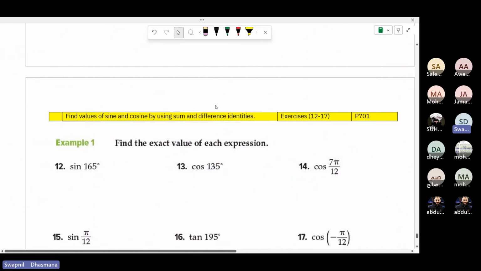Exact value, whenever you see this word exact value, you simply put it in the calculator and find the answer. So take the calculator because that's very important.